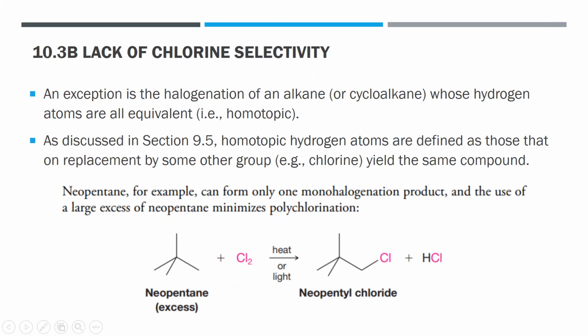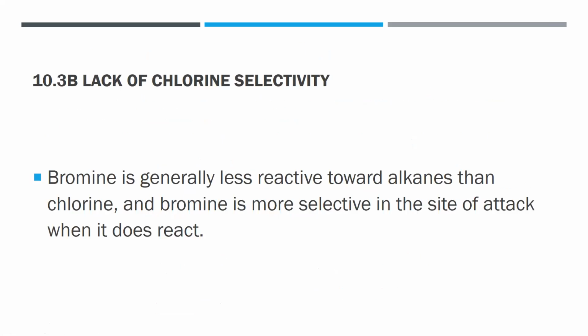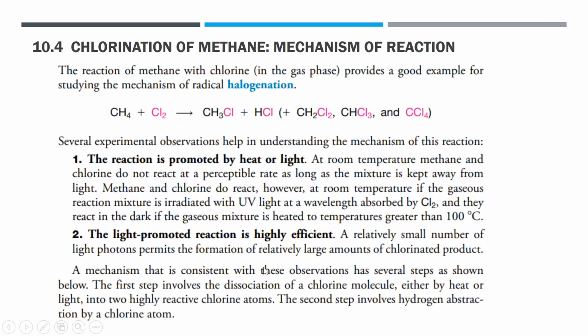The same applies if you use a cycloalkane, which is symmetric. Bromine, if we compare bromine and chlorine, is generally less reactive toward alkanes than chlorine, and bromine is more selective in the site of attack when it does react. So it's less reactive, but it's more selective.